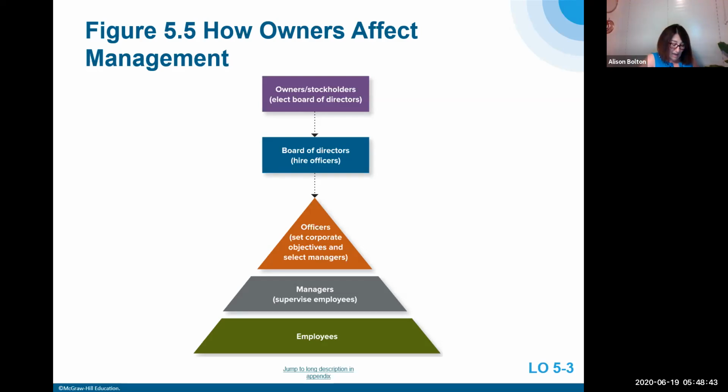Very important. You don't see it a lot in nonprofits, except when they're extremely wealthy and then they're paying each other. So here we look at the officers, who help set the corporate objectives and select the managers. These individuals are like the heads of the C-class division, the CEO. And then from those individuals, you have other managers who supervise employees, and then the employees.